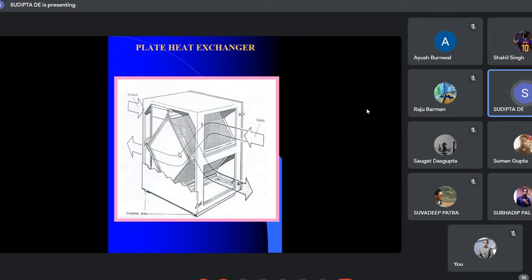But the plate heat exchanger I don't include generally in the semester exam, or as a part of your syllabus, because its design is not that easy as I am describing. There, how to maintain these gaps and other things.